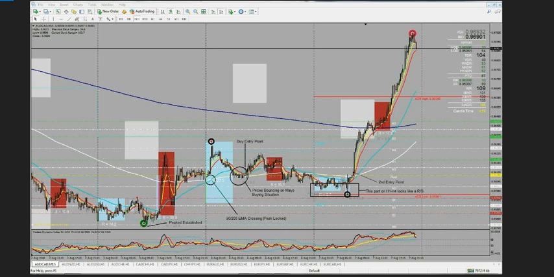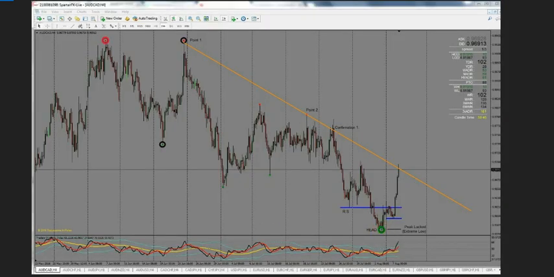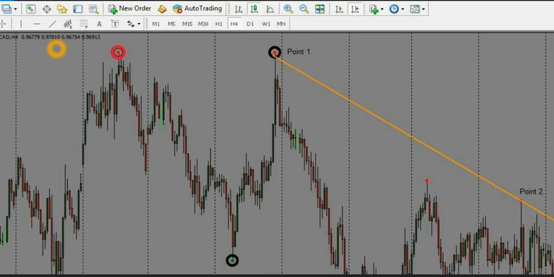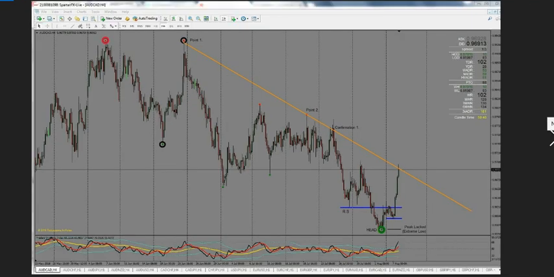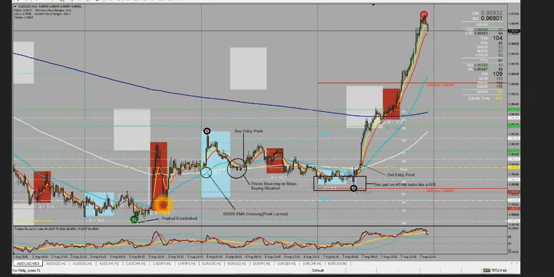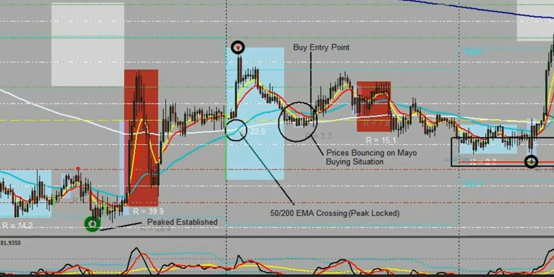looking for the setup. This point over here is the same thing. This is simply an H4, and the market maker is a 15 minutes. So I wait. In this case, the peak has been established in the early hours of the morning. There's the 50 and 200 EMA crossing. The blue box, it's less than 50 pips.